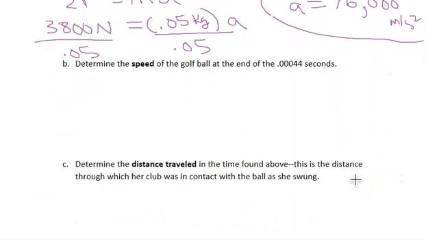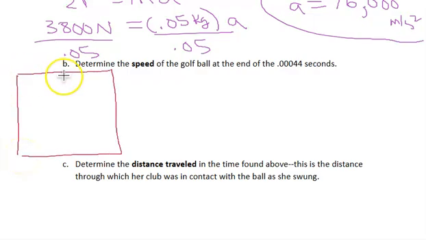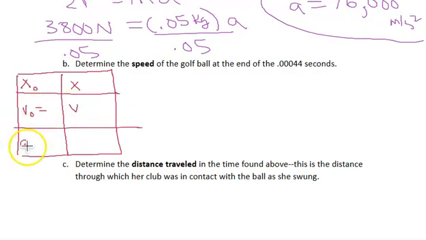Okay, question B. Determine the speed of the golf ball after a certain amount of time. So that is old school. You do not have to draw the physics Sudoku if you don't need it to do the problems. You have earned the right, if you have enough experience, to not do so. You decide what works for you.